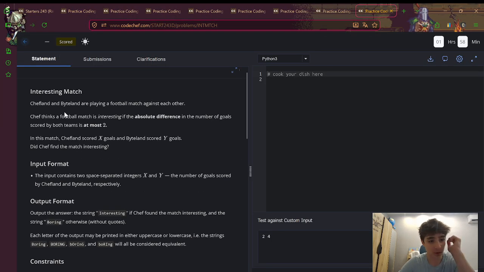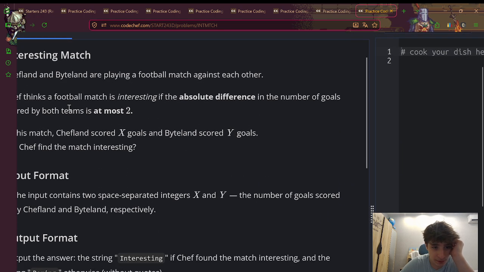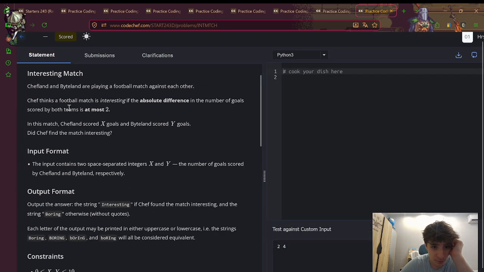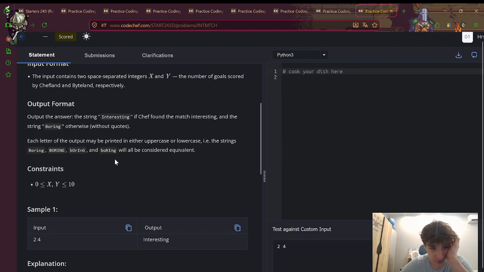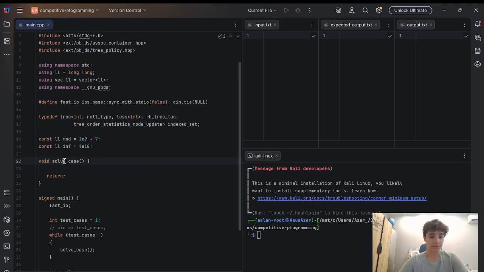Okay. So Sheffland and Biteland are playing a football match against each other. Chef thinks a football match is interesting if the absolute difference in the number of goals scored by both teams is at most 2. In this match, Sheffland scores X goals and Biteland scores Y goals. Did Chef find the match interesting? So I do minus. Okay, so let's do.